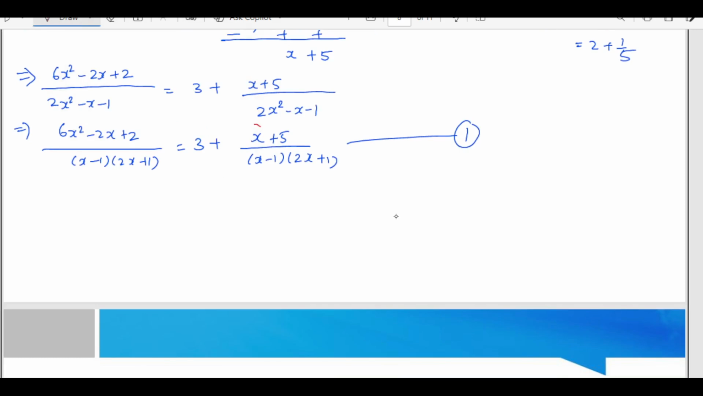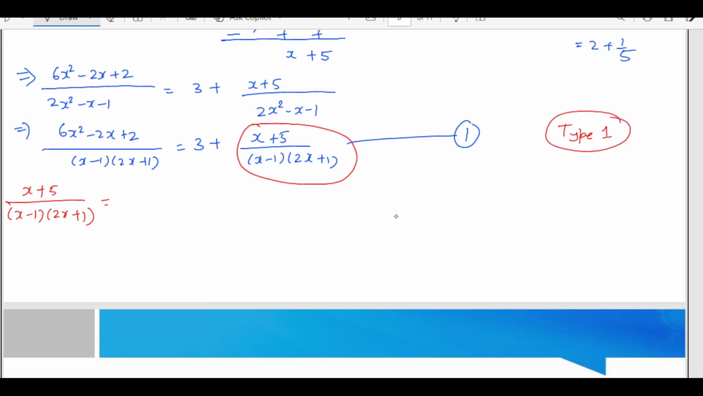The second term here I'm going to use this one. So we are just solving this first. Here we have x plus 5 over x minus 1 and 2x plus 1. Using partial fractions, this is type 1. For type 1, you can check the detailed video on partial fractions on the channel. I will put the link in the description. For type 1, we will split it as A over the first expression plus B over the second, because they both are linear expressions.